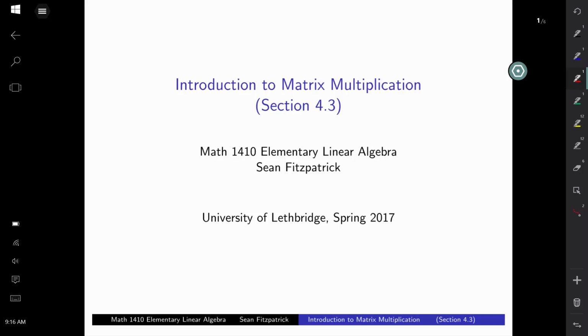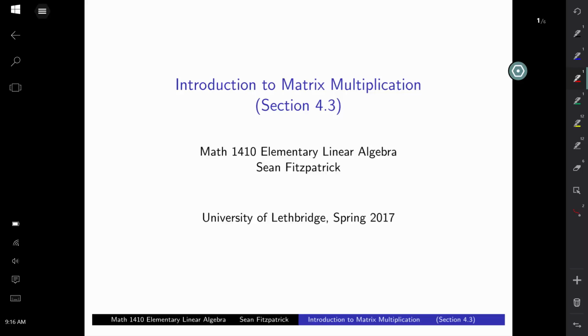Alright, so this is the first of 3 videos on matrix multiplication that we will go through for the material in section 4.3 of the textbook. For those of you who found section 4.2 to be a little bit abstract, you might be happy with this section of the book. Everything here is very concrete and computational.